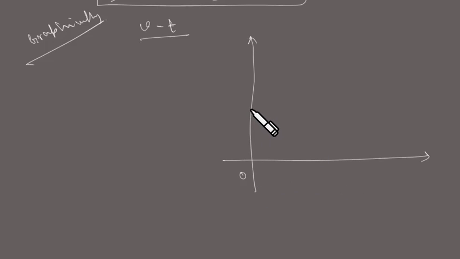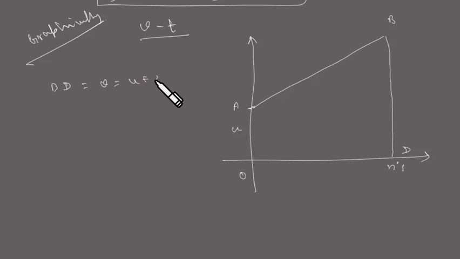For a body which had an initial velocity u, let's say the body starts from A. If the body is moving with constant acceleration, after time t, the graph would look like this. So let's say this is my n second. At n second the velocity of the body is, let's say this is point B, this is C, and this is D. So BD is the final velocity at the end of n seconds, which is V equals U plus AT, as we know from the first equation of motion.